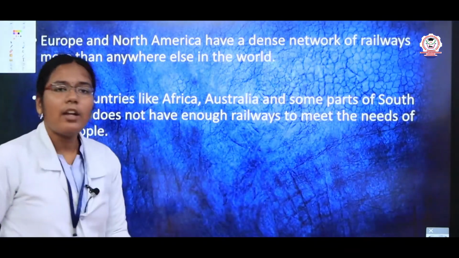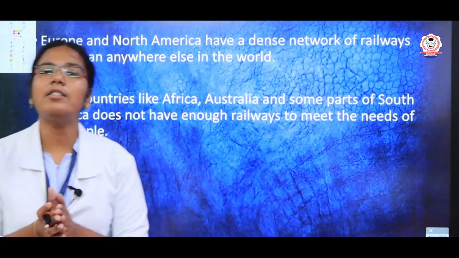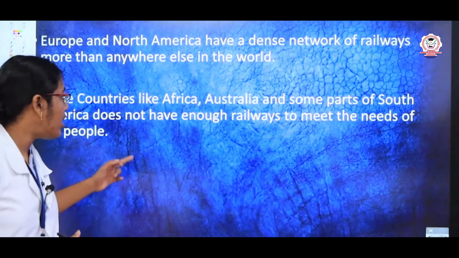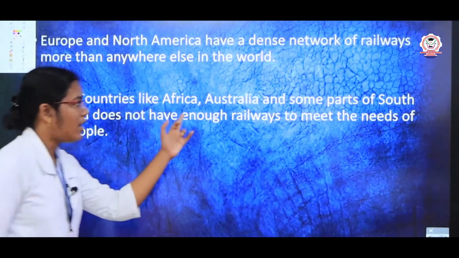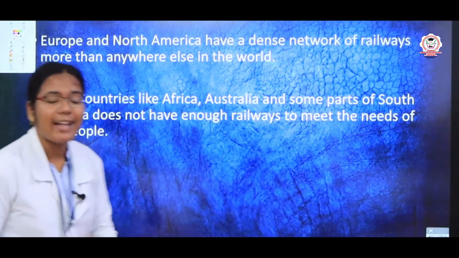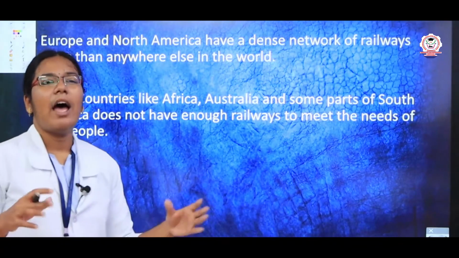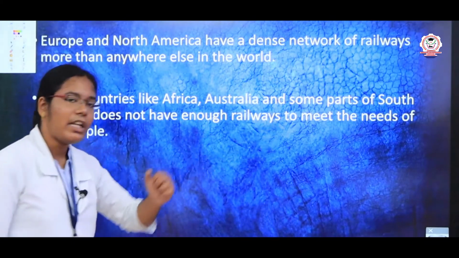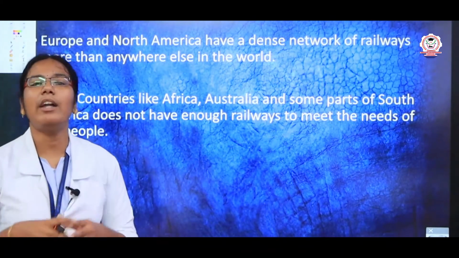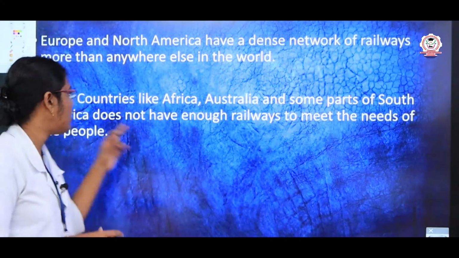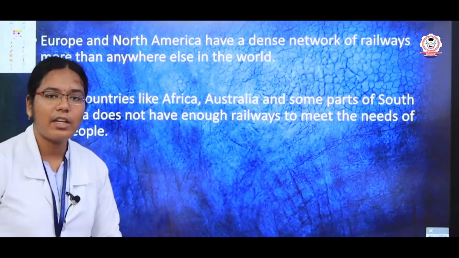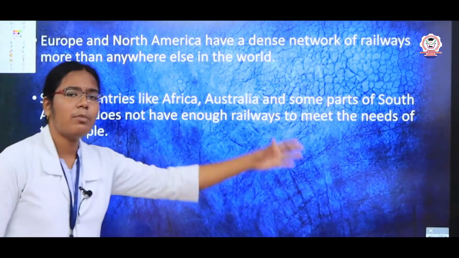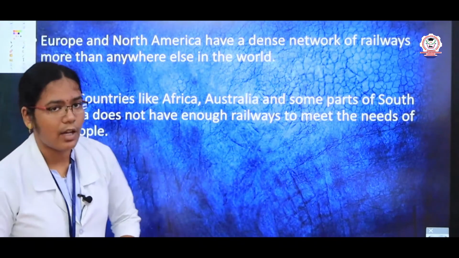In Europe and North America, we have a dense railway network. Children, some regions like China, Africa, Australia and some parts of South America don't have enough of a railway system to fulfill the needs of the people, which means they have very small rail networks. Countries like Africa and Australia have a smaller rail network, and they are not able to fulfill the needs of the people.